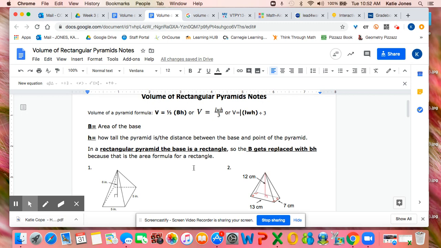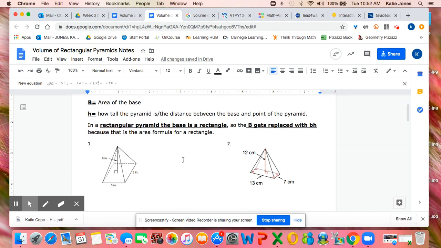In a rectangular pyramid, the base is a rectangle. So the B, if you use this formula, would get replaced with BH because that's the area formula for a rectangle. So let's go ahead and get started with some of our practice problems. So again, to make it as easy as possible, you're just finding your 3 numbers and then dividing it by 3. So let's say here, this one, since both of my side lengths are the same, it is a square pyramid, and then the height is 6.